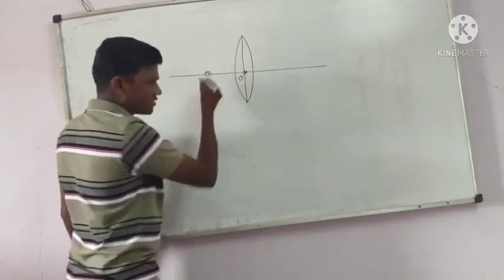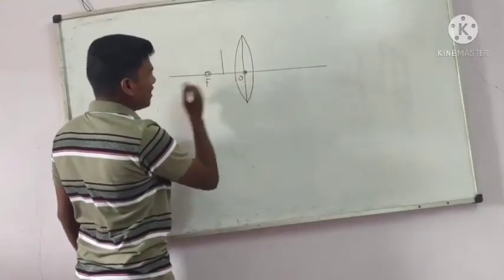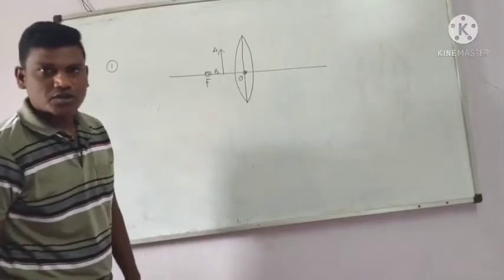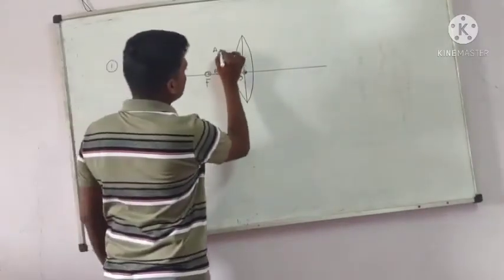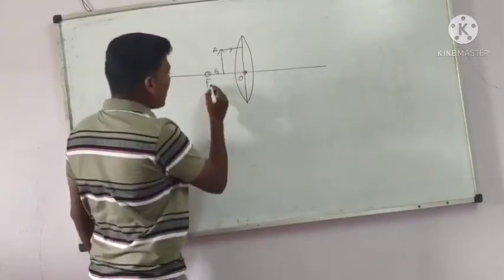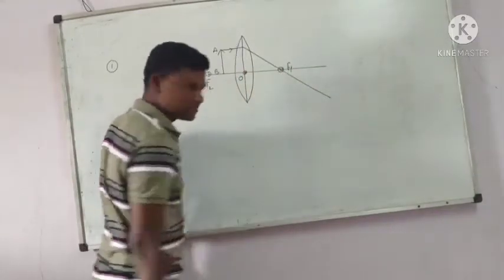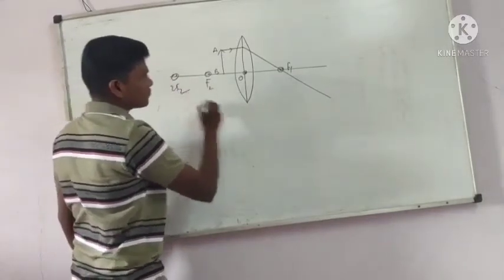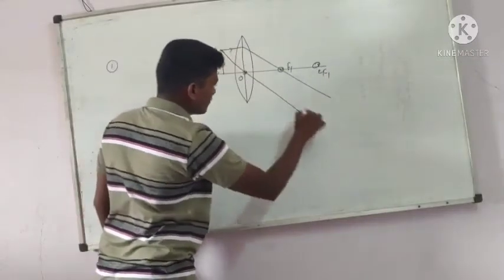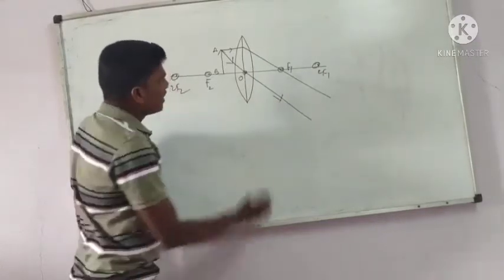It is the focus. When the object is placed between the optic center and focus, this arrow mark AB represents the position of the object. Now from this object we consider two rays. One ray parallel to the principal axis, after that it must pass through the focus on the other side. And second one, we consider passing through the optic center, so without any deviation it will move like this.